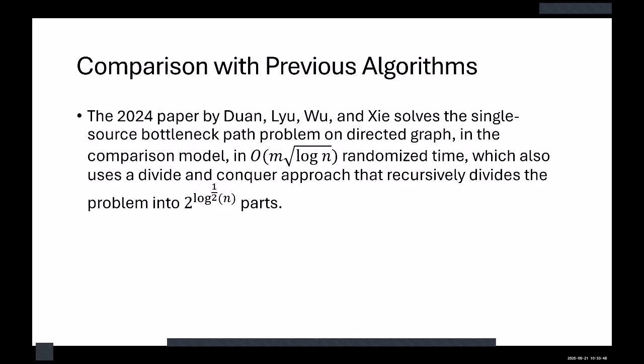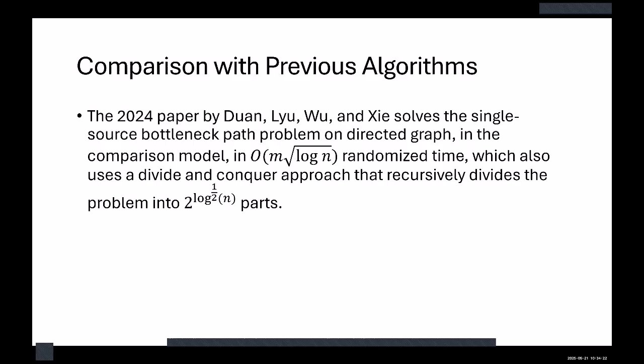Finally, there was also a work in 2024 that made progress on the related problem of single source bottleneck path. In the single source bottleneck path problem, the length of a path is not the sum of the weights, but the maximum weight. So instead of minimizing the path with regard to the sum of the weights, we minimize the maximum weight on the path. In this problem, they show that we can beat Dijkstra, because Dijkstra naively could also solve that problem.